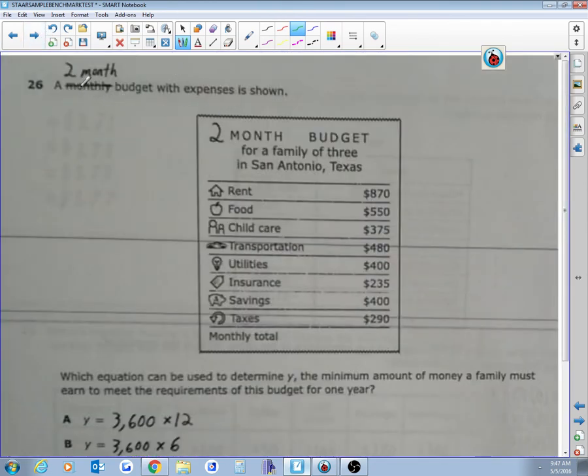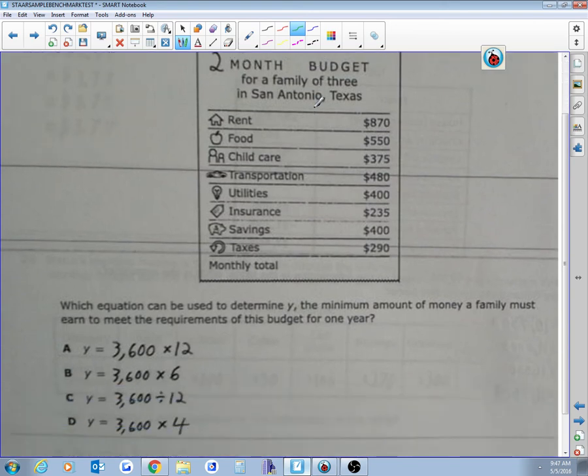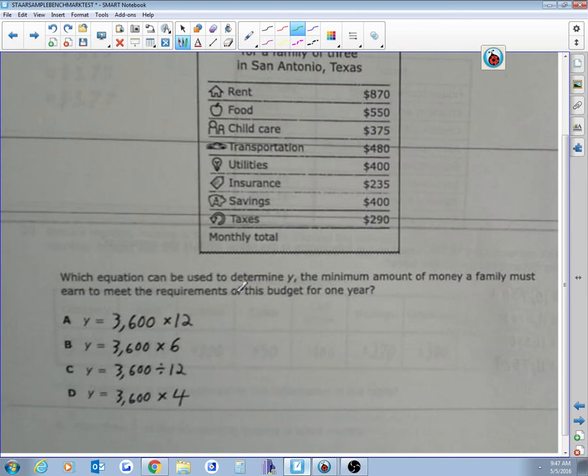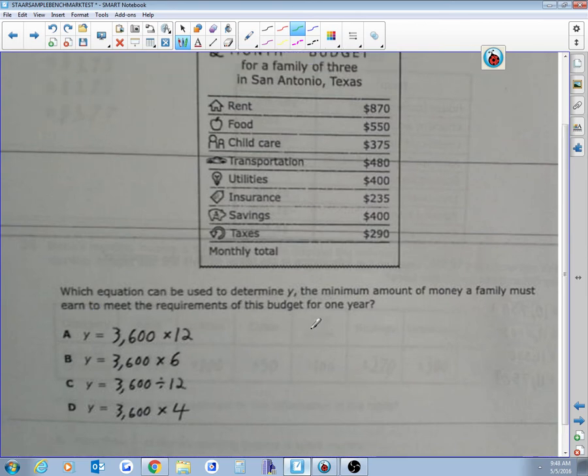Okay, 26. A 2-month budget with expenses is shown. This is a 2-month budget for a family of 3 in San Antonio, Texas. Which equation can be used to determine the minimum amount of money a family must earn to meet the requirements of this budget for 1 year?